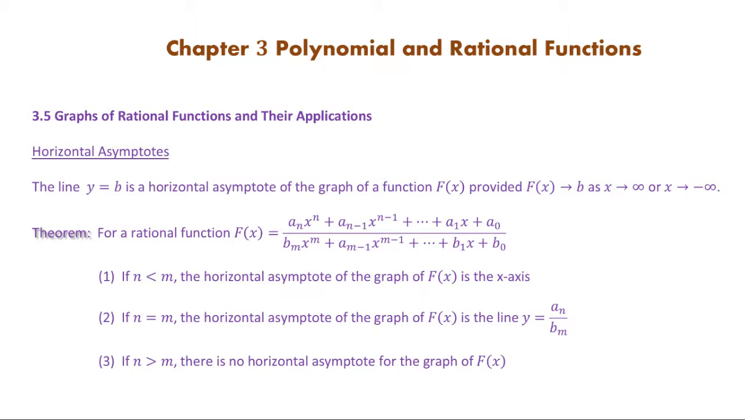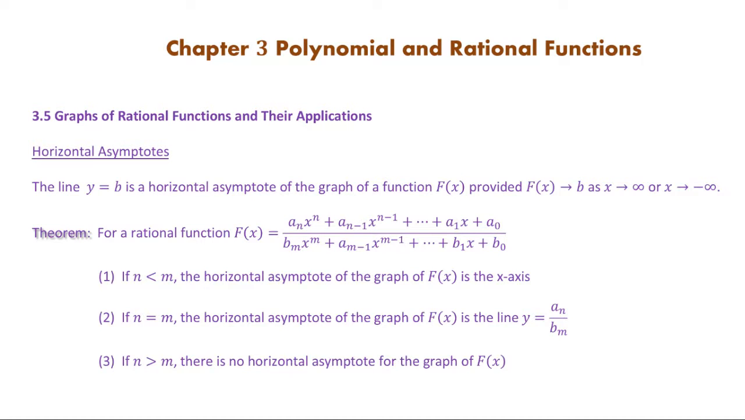So then, how do you know the horizontal asymptote? Also, we have three different cases. In case one, if the degree of the numerator is less than the degree of the denominator, you just look at the highest power on the top and on the bottom.